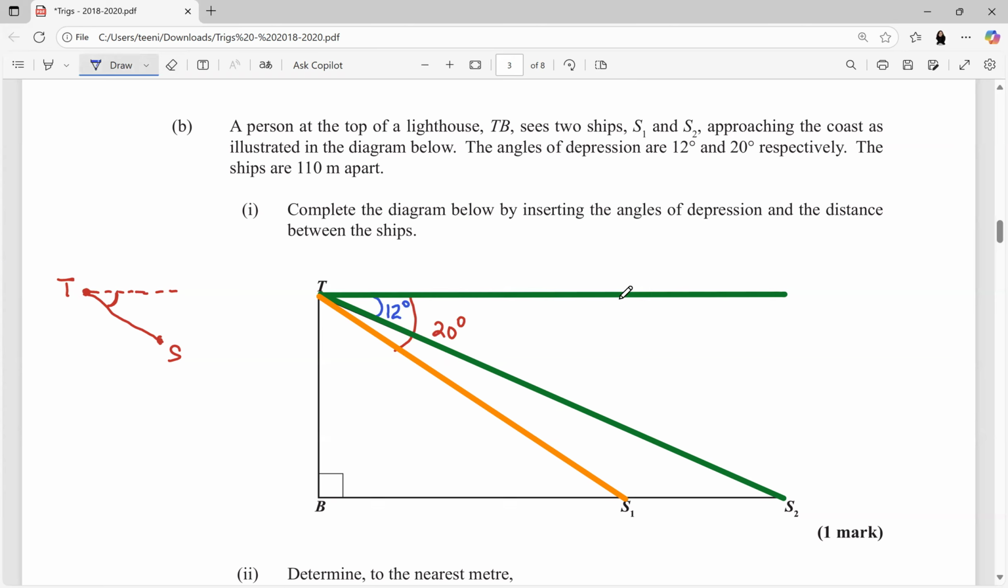So that would be the proper diagram. All right, so what they should have put here is, for S1 and S2, 20 degrees and 12 degrees respectively, not what they wrote here. So 20 degrees should be the angle of depression of S1 from T, and then 12 degrees is the angle of depression of S2 from T.